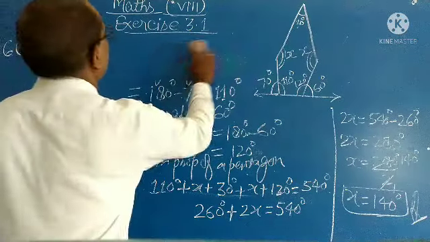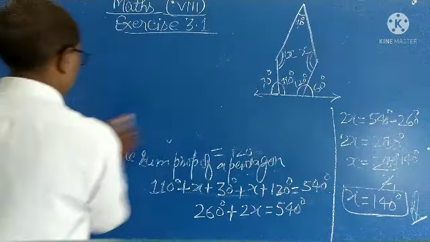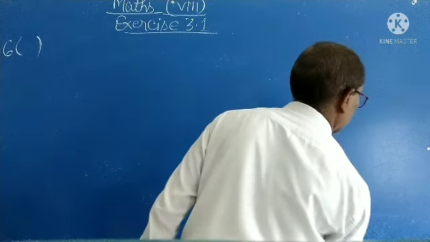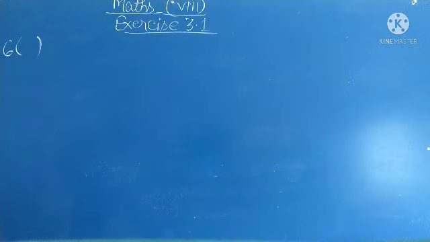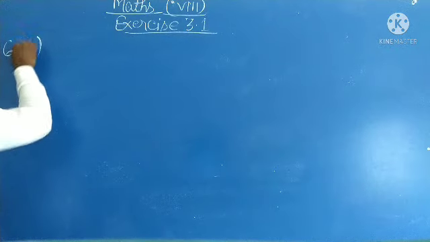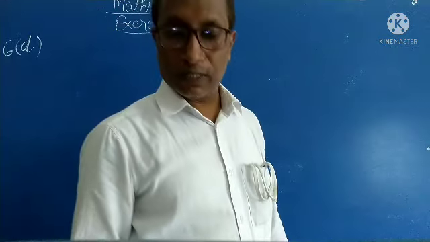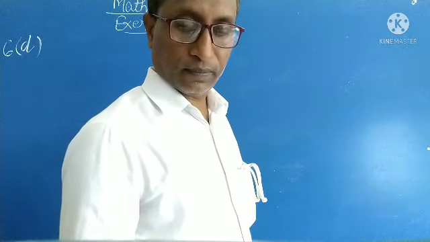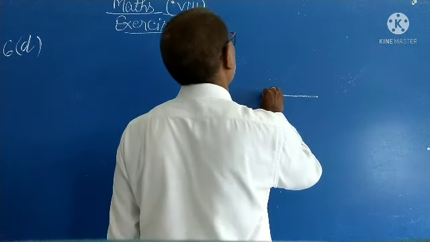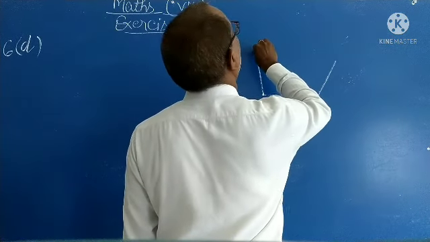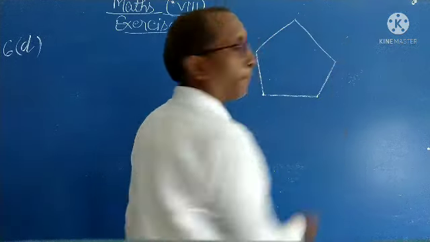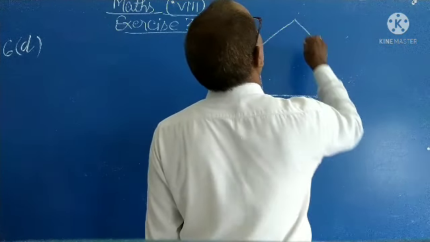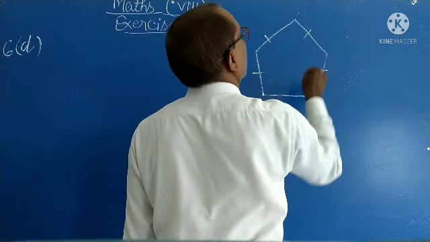Then 6D. D's figure is 1, 2, 3, 4, 5, a regular pentagon. Regular pentagon, all sides are equal.